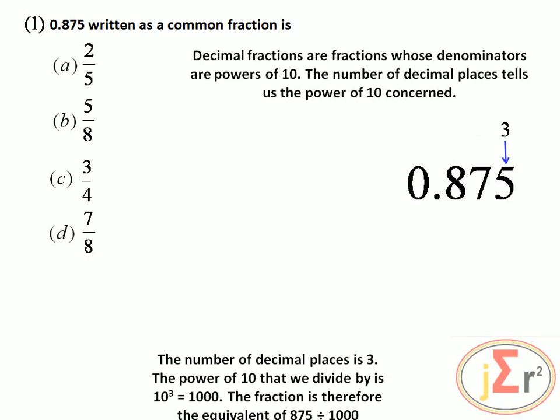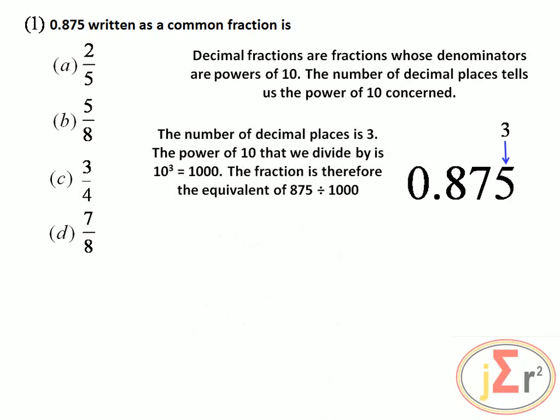Therefore, the number of decimal places is 3. The power of 10 that we divide by is 10 to the power of 3, which is equal to 1000. The fraction is therefore the equivalent of 875 divided by 1000.